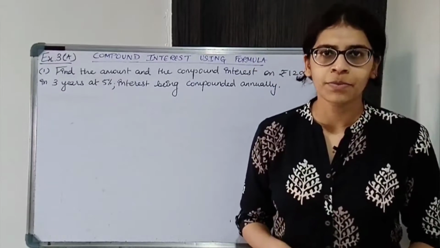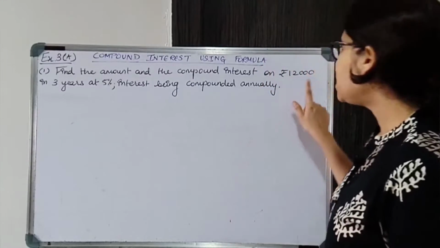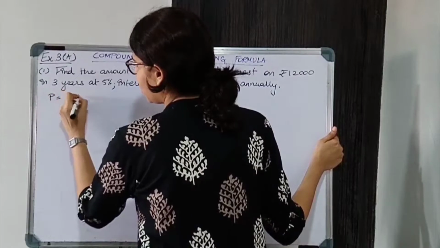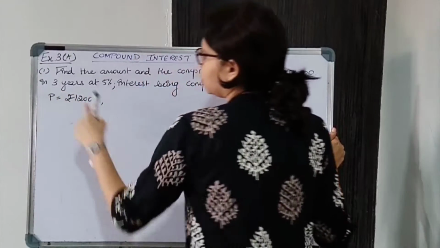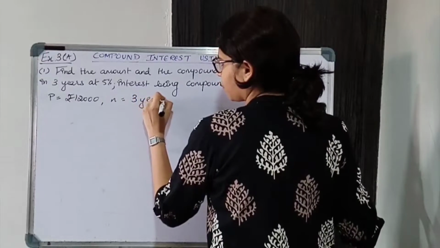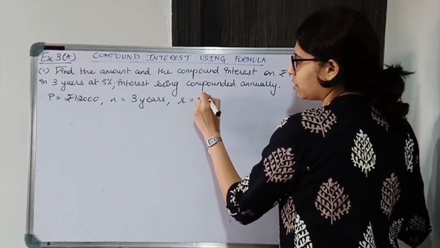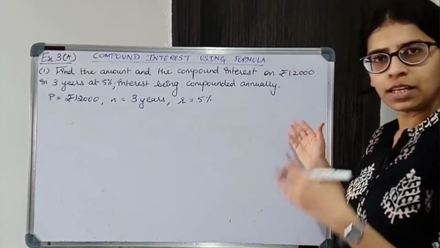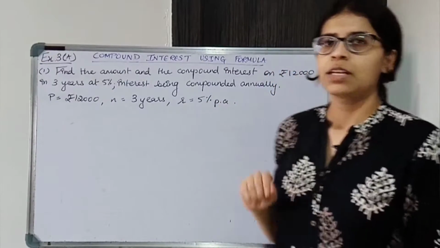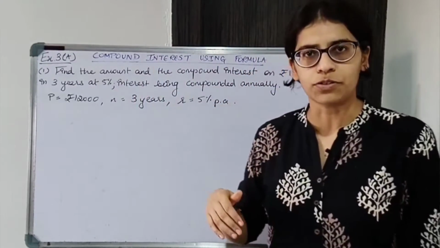We'll use the formula. But before that, write down the given information. So rupees 12,000 is the principal over here. Okay, so principal is 12,000. 3 years, this is the number of years, and 5%, that is, the rate of interest is 5%, compounded annually. So this is 5% per annum. Okay, now using the formula, we'll find the amount first and then we'll find the compound interest.